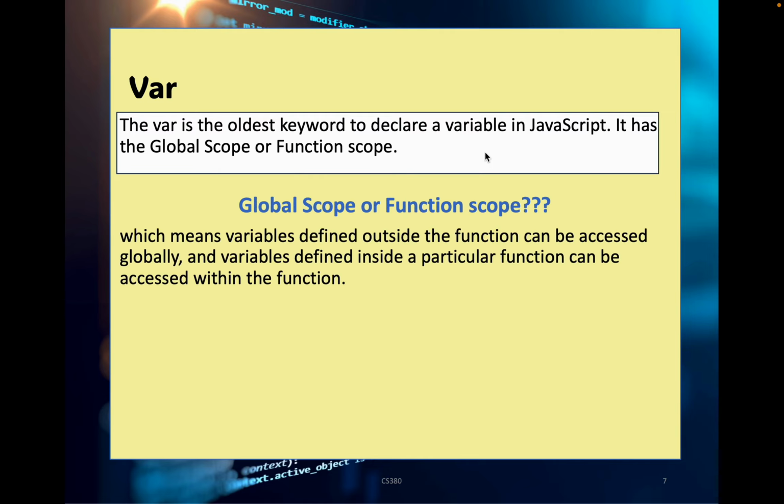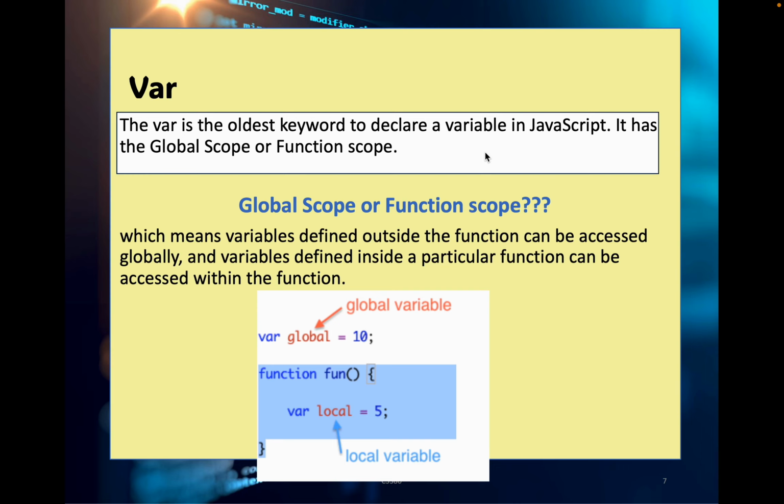Like the word is saying, global scope means that if I define a variable, then it should be accessible throughout the script. I can access it wherever I want to call it, throughout the script. And function scope is like, supposedly I am writing a function, that particular variable will be called only inside that particular function.